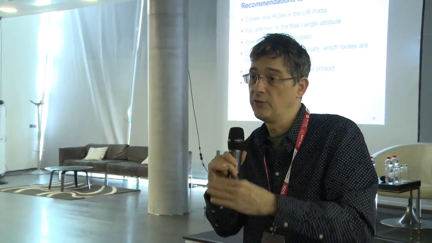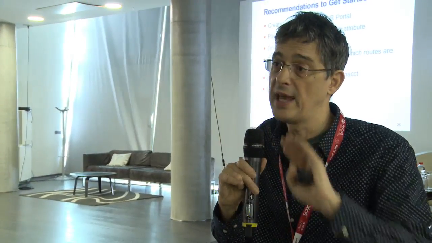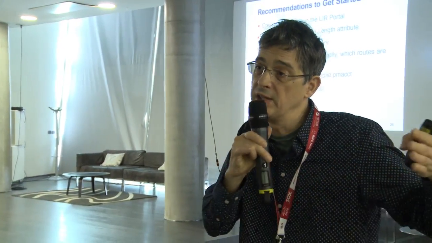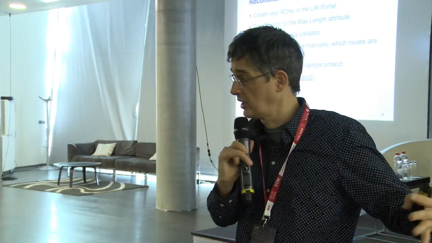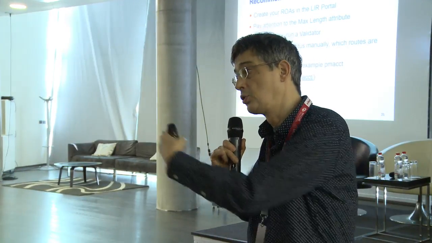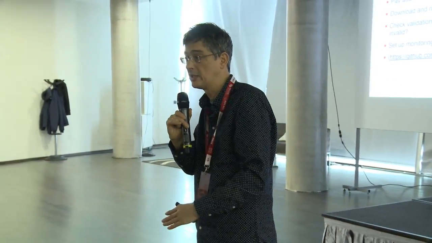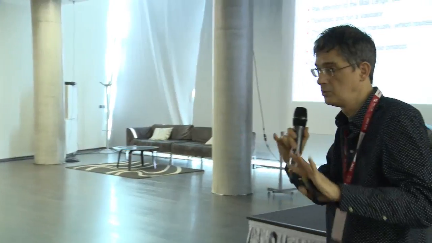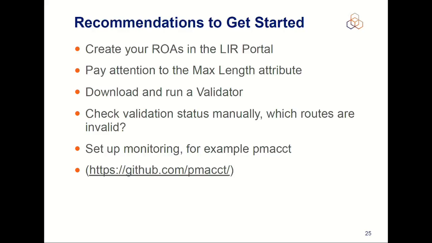Also, as I said, if part of your allocation belongs to your customer and they are announcing it from a different AS, then you can create separate ROAs for the rest of your allocation from your AS, and you can create a separate ROA for your customer with a different AS, yeah? So you can do whatever you need to do. So create your ROAs. Make sure you get the maximum length attribute correctly.